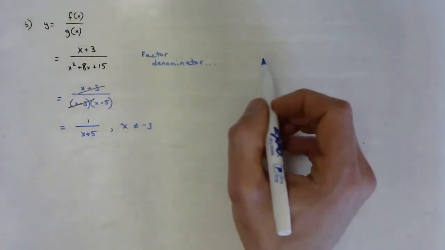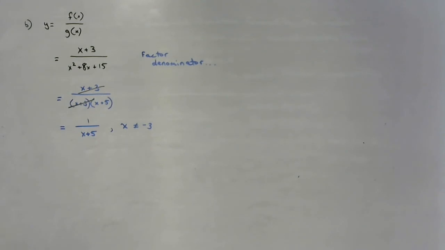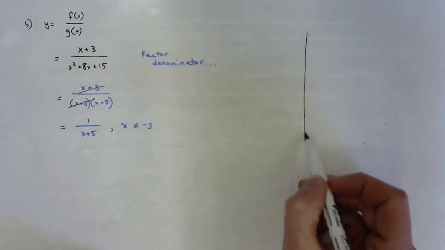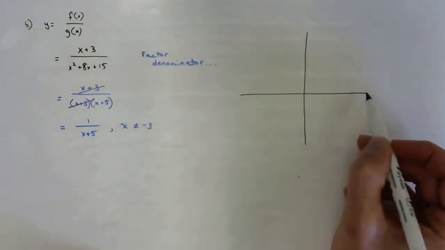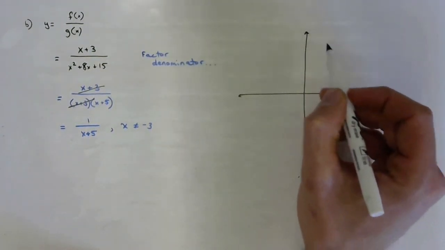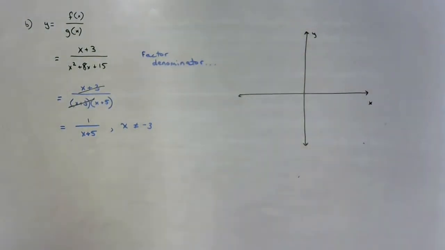Good. And we can draw that. The best way to draw that is to think of the basic parent function, which is 1 over x. So the parent function 1 over x looks like this.